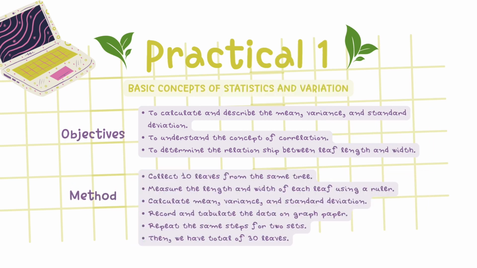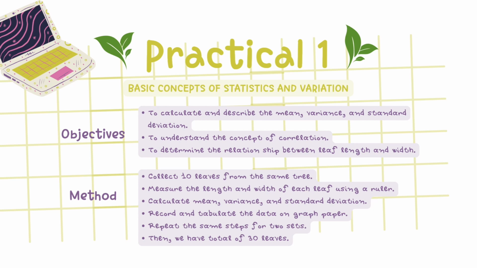Now let's look at practical 1. Practical 1 is about basic concepts of statistics and variation. Practical 1 has three objectives. First one is to calculate and describe the mean, variance and standard deviation. Next is to understand the concept of correlation. The last one is to determine the relationship between leaf length and width.